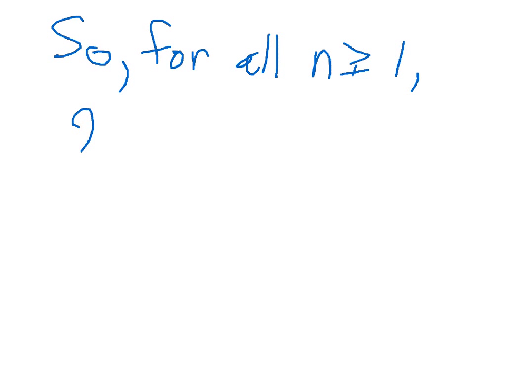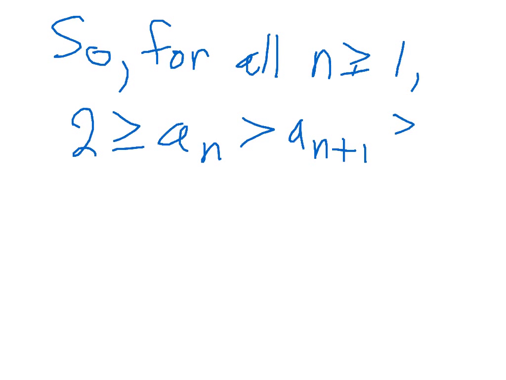So for all n bigger than 1, 2 is bigger than or equal to a sub n, which is bigger than a sub n plus 1, which is bigger than or equal to 0. And so this gets the conclusions we wanted.